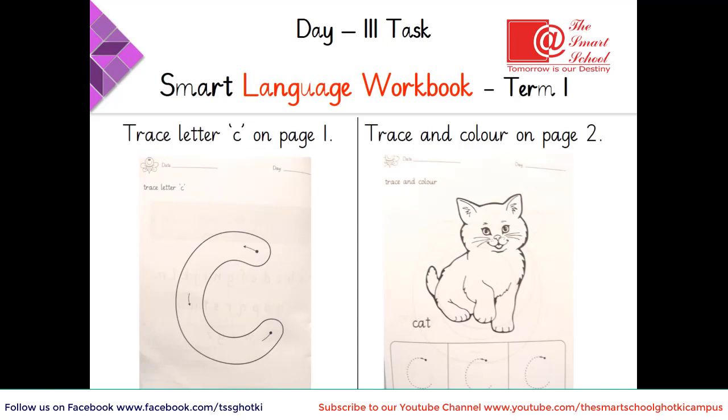This is your day 3 task. This task should be done in your Smart Language workbook term 1. On page 1, you need to write K 7 times with 7 different pencil colors. And on page 2, you need to color in K cat and trace K with pencil.